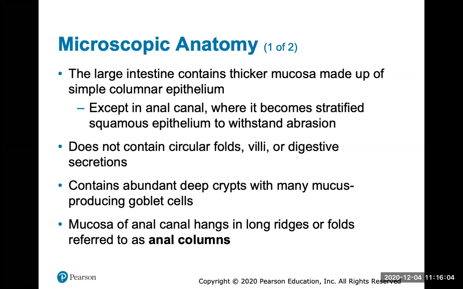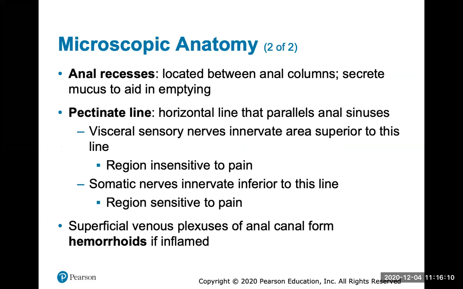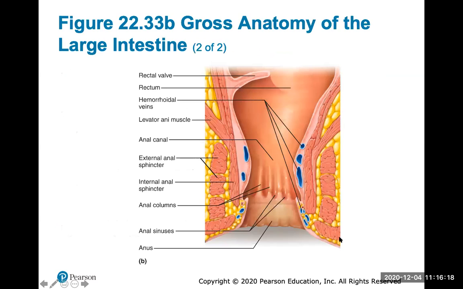The large intestine contains thicker mucosa. It does not contain any circular folds. I think I'm going to skip over some of this. You can read about hemorrhoids. Superficial venous plexuses can form hemorrhoids if they get inflamed.